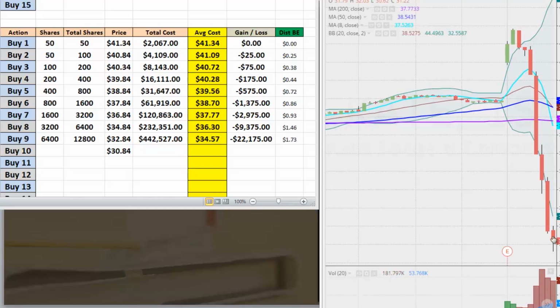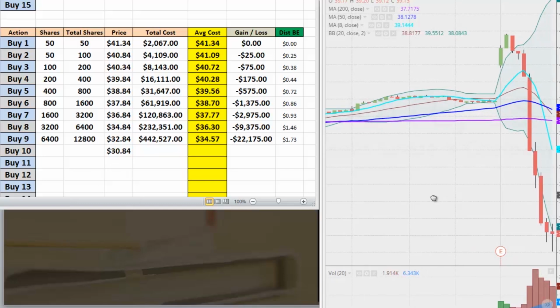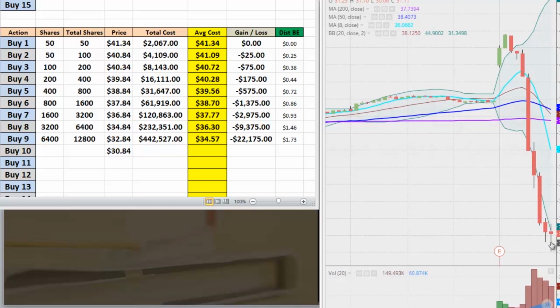And then this candle here goes as low as 31.22. So again, not filled there. This move here goes as low as 30.06. So yes, you would have been filled there. So at this point, you would have needed to buy 12,800, bringing your total up to 25,600 shares.